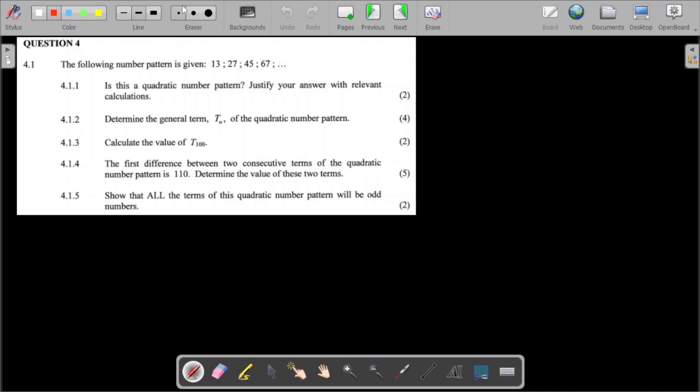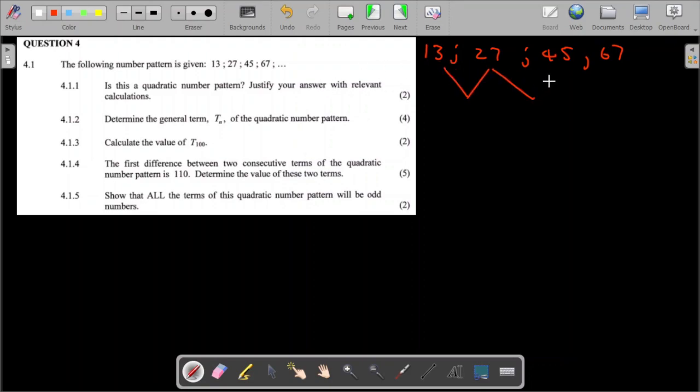Now here they're asking us about the following number pattern. Again, you are not told which type of pattern this is, and the first question they're asking is: is this a quadratic number pattern? Justify your answer by doing relevant calculations. So my pattern is 13, 27, 45, and 67. Now, how do you justify that this is a quadratic pattern?